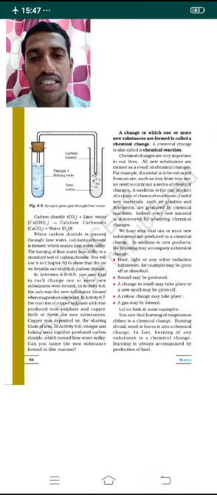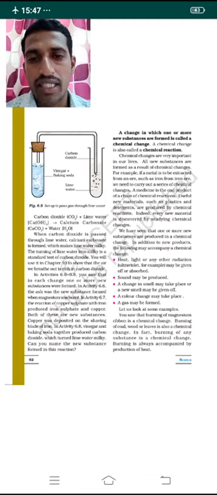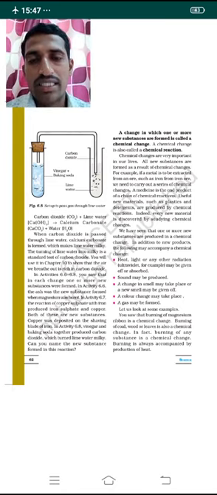Look at the arrangement here. In the diagram 6.5, it's a setup to pass the gas through lime water. In the first test tube we have taken vinegar plus baking soda. There is a formation of gas with a hissing sound, and the gas is coming out with the bubbles.